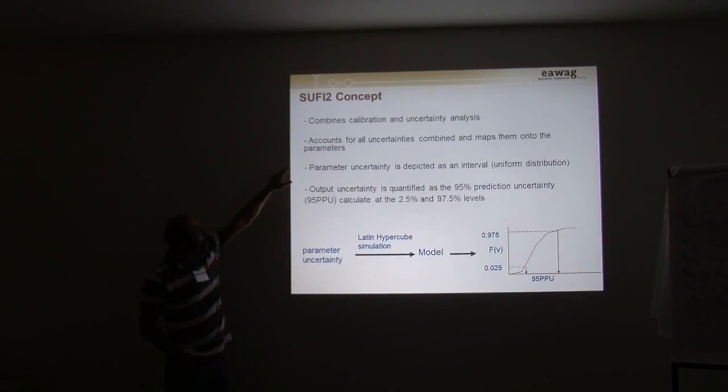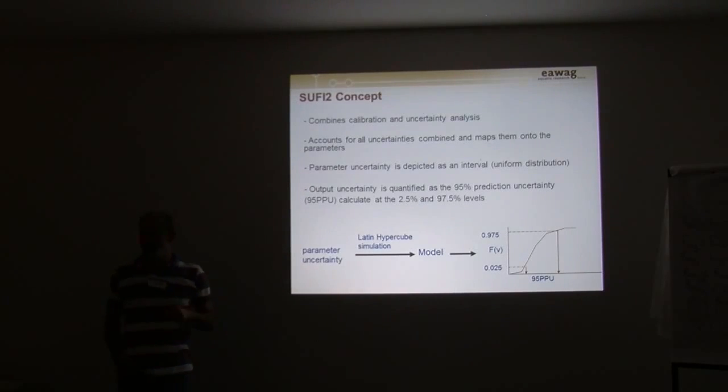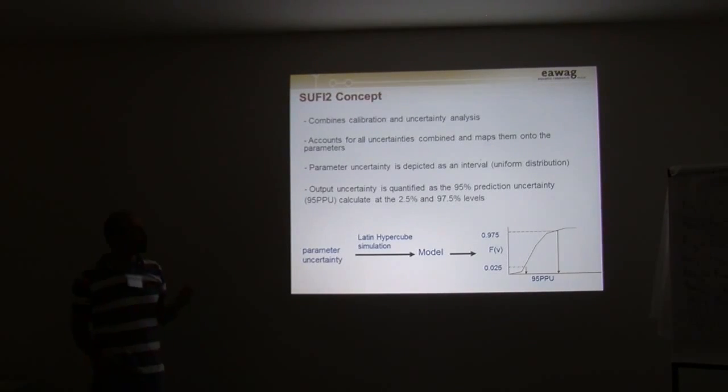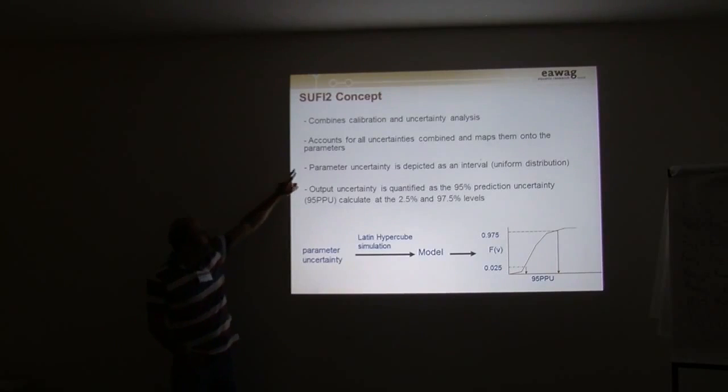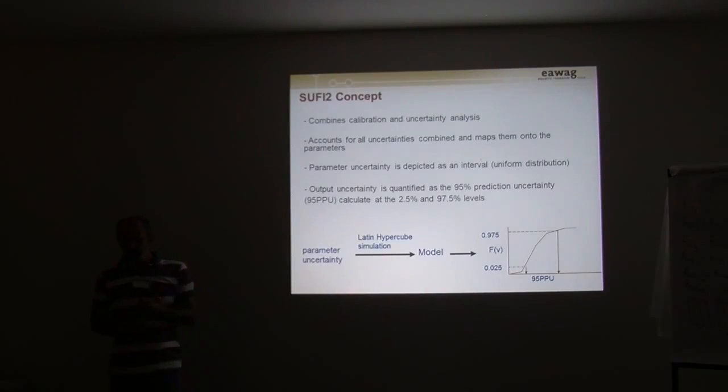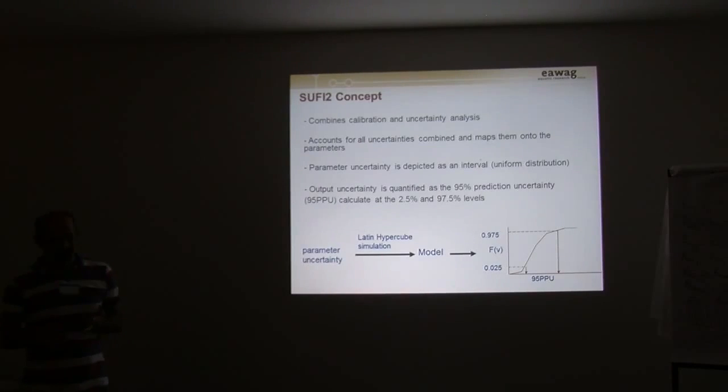Now, the concept is that in SUFI 2, you combine calibration and uncertainty analysis. They are not two different procedures. There is just one and the same procedure. Then you account for all uncertainties. There is input uncertainty, model uncertainty, parameter uncertainty, all kinds of uncertainties. You try to account for all of these.